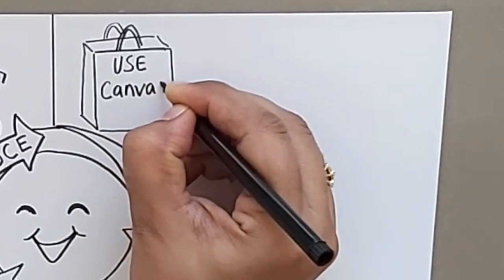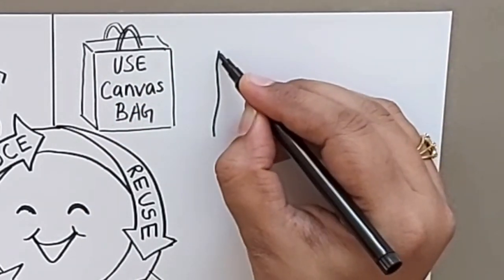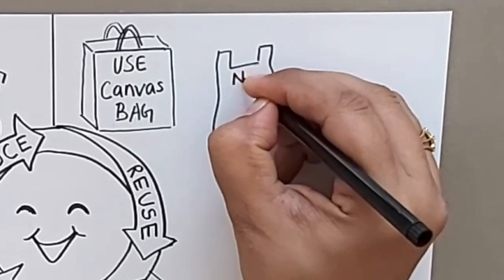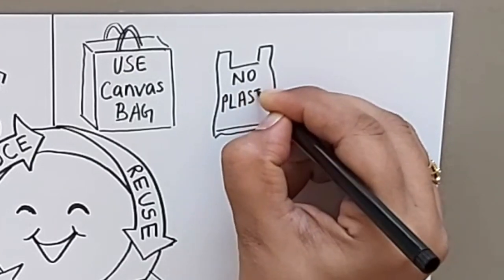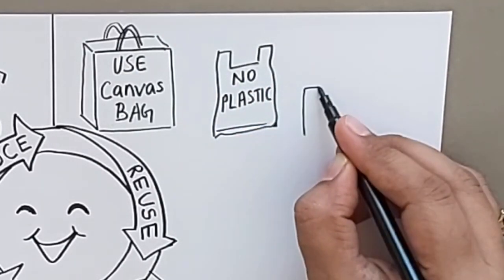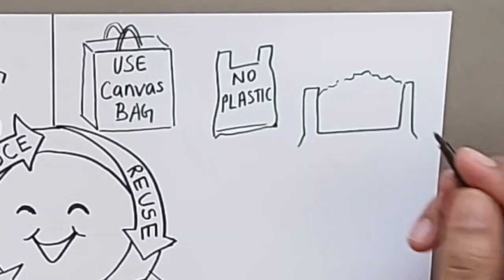Now coming to our third section, we are talking about reuse. Let's use the things that can be reused. So no plastic bags. They are not reusable. Instead of plastic bags, if we use canvas bags, that would be way better for the environment.